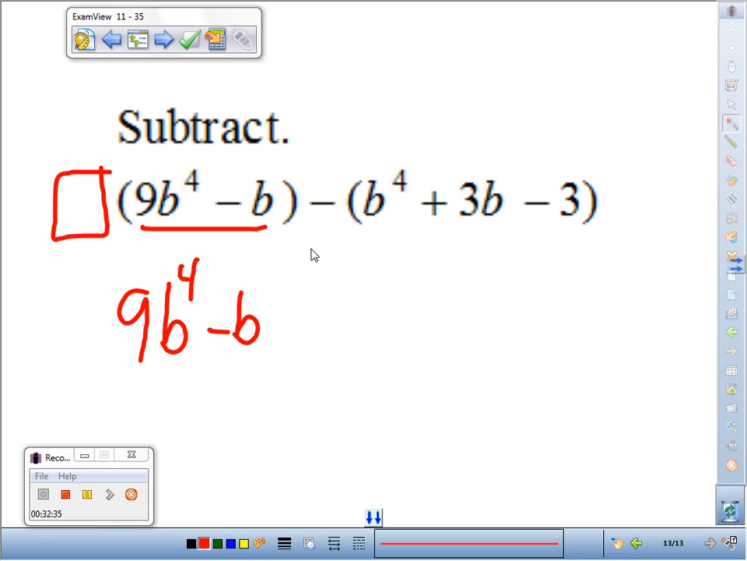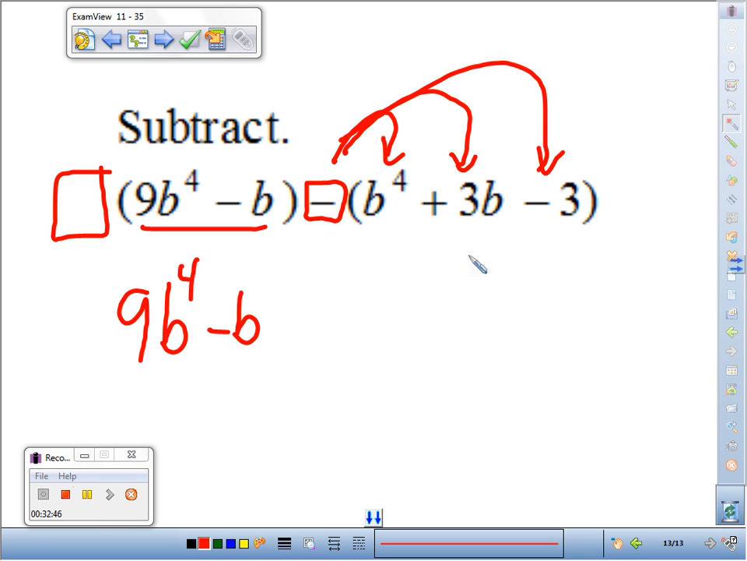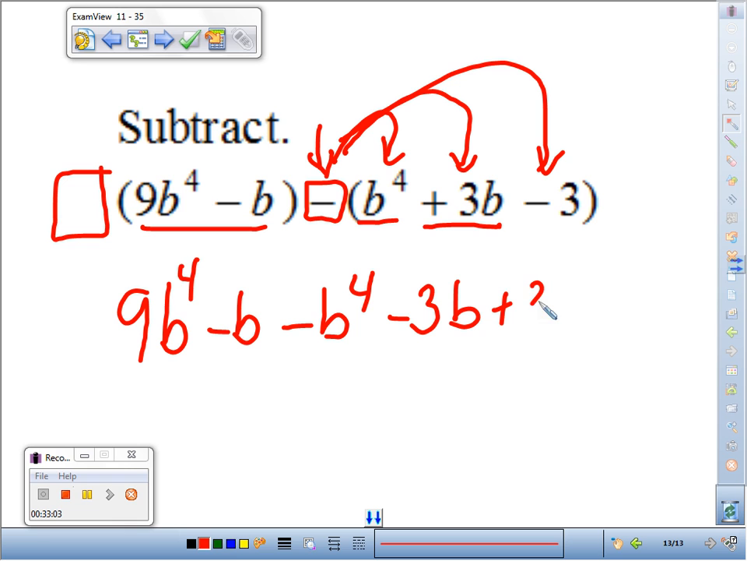If the second parenthesis has a negative sign, that means this negative sign is going to change everything inside to its opposite. If this is a positive b^4, it changes to a negative b^4. We no longer write this anymore. This one is a positive 3b, it changes to negative 3b. This one changes to a positive 3. Let's combine like terms. Here we go.